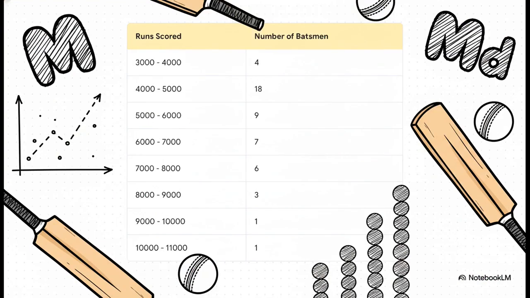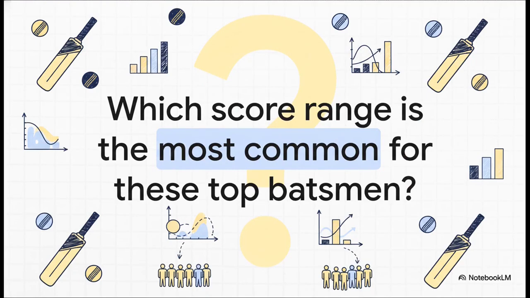Let's make this real with an example I think you'll like. Cricket. This table here shows the runs scored by some top batsmen in one-day internationals. You can see the runs are grouped into ranges, and the table tells us how many batsmen scored within each of those ranges. So take a good look at that table.